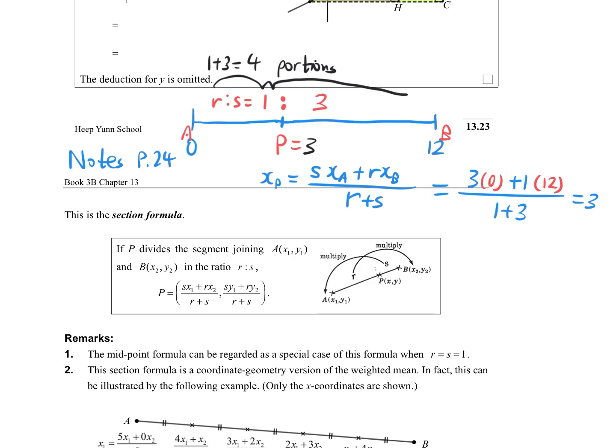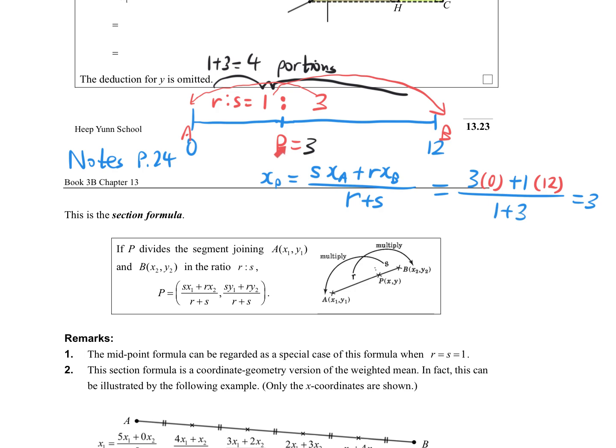So in your book, it is annotated this way. 1 is multiplied to 12, whereas 3 is multiplied to 0. And you may ask, why? First of all, why 1 plus 3? As you mentioned, 4 portions. So taking the average as if this is from 4 portions.